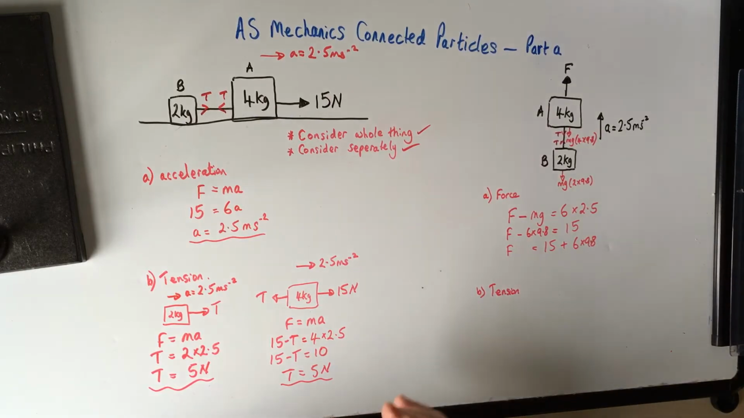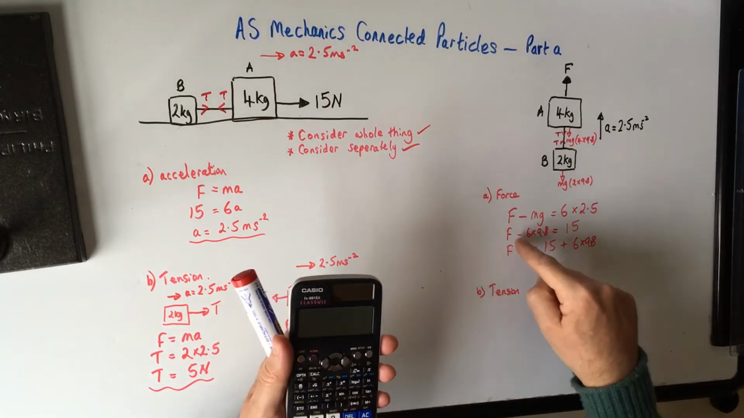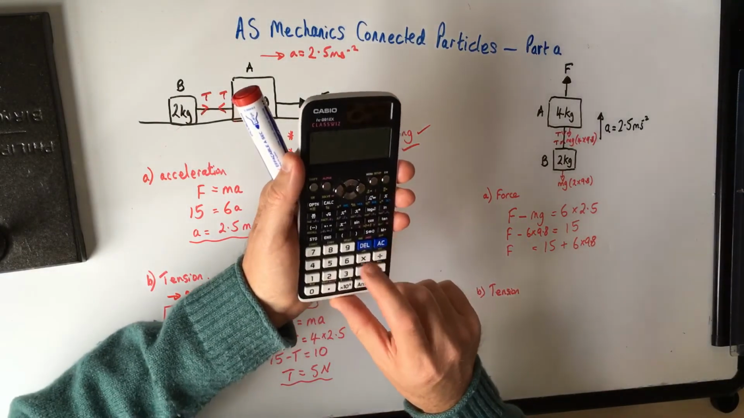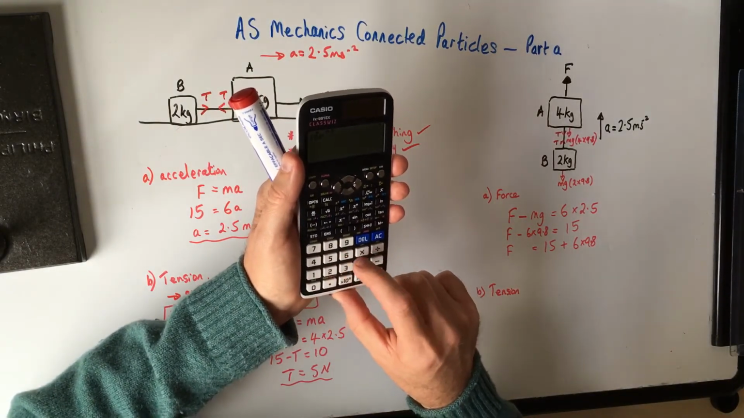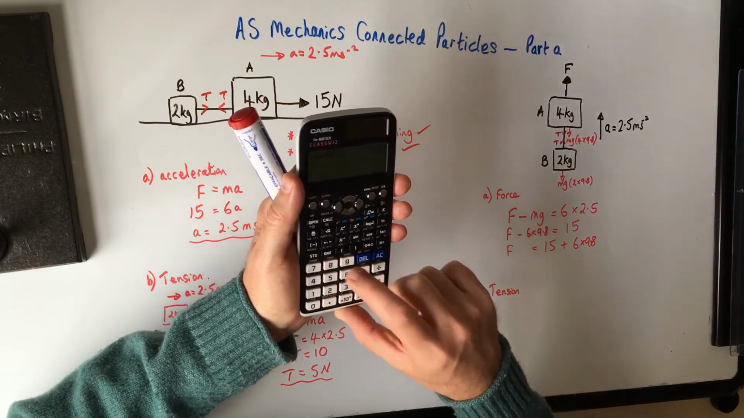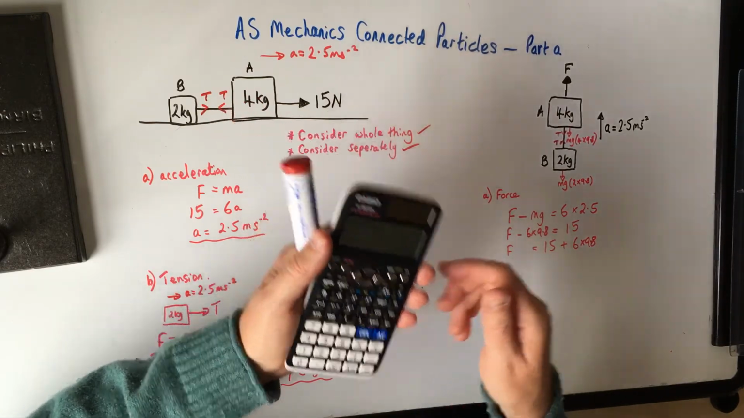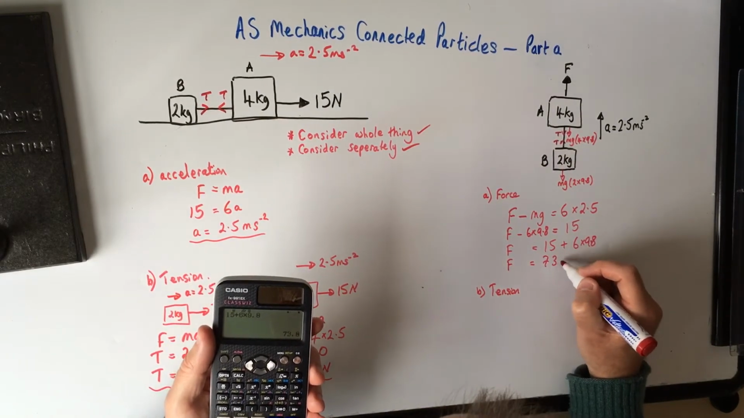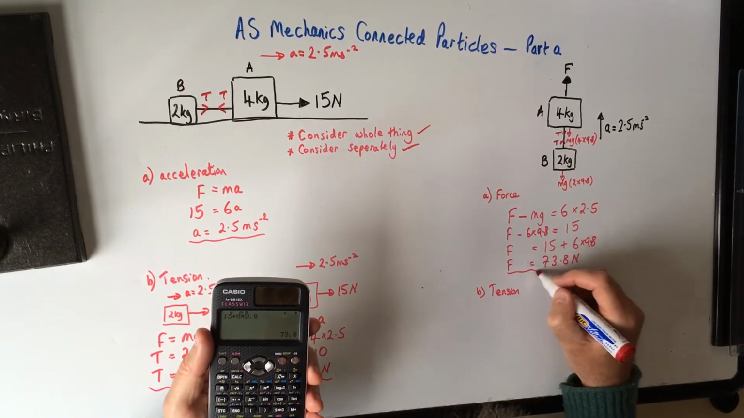Let's do that on my calculator. So we've got the 15 and we're adding that to both sides. If I do 15 add 6 times 9.8, that gives me 73.8. So the force is 73.8 newtons. There we go.